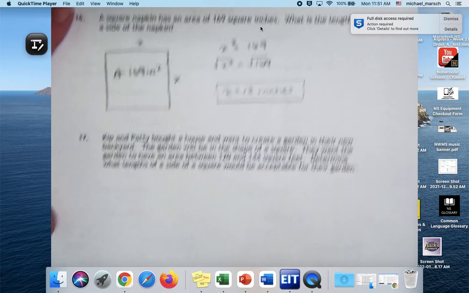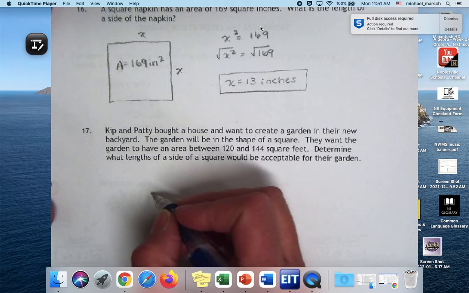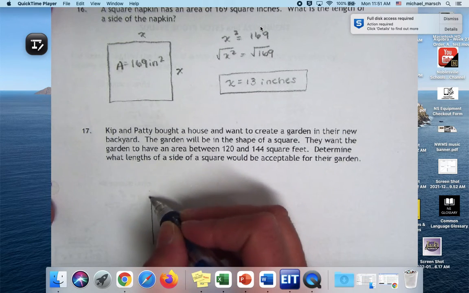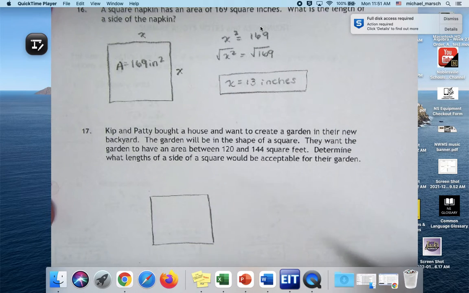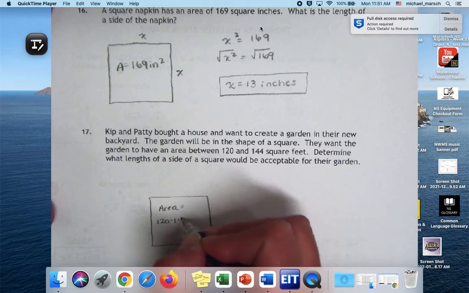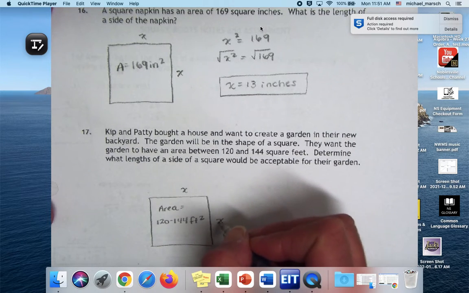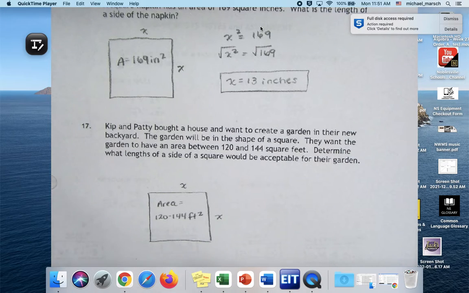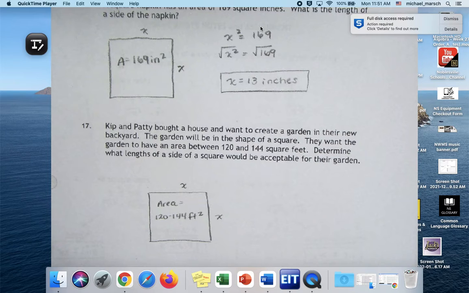Okay, last one. We have, these people bought a house and want to create a garden for their new backyard. The garden will be in the shape of a square, so that's nice. And they want the area to be between 120 and 144 feet squared. So we have to decide what is a value that x could be. What could x equal, so that when you multiply them together, you're going to get something between 120 and 144? What could they be?